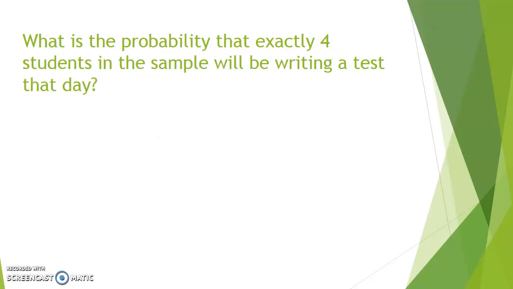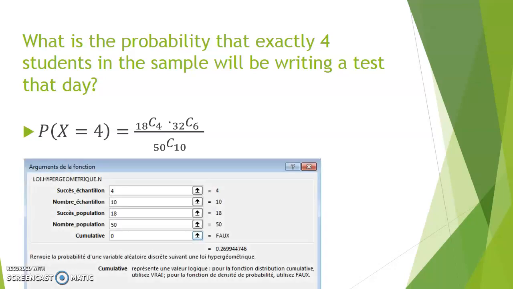What is the probability that exactly 4 students in your sample will be writing a test? Well, you can use your counting techniques and say that from the 18 that are writing tests, 4 have to be chosen, 6 from the 32 not writing tests, and your denominator is the total number of ways of selecting 10 elements from 50. Or, once again, you could use Excel.